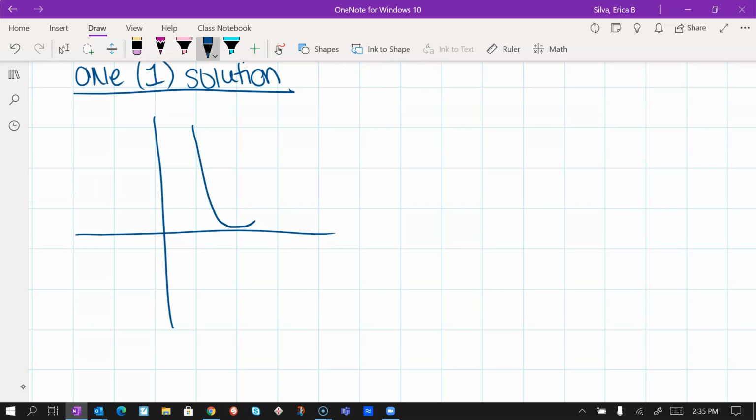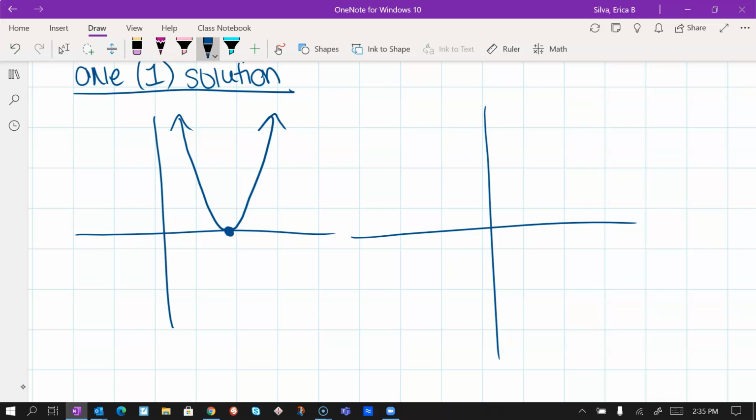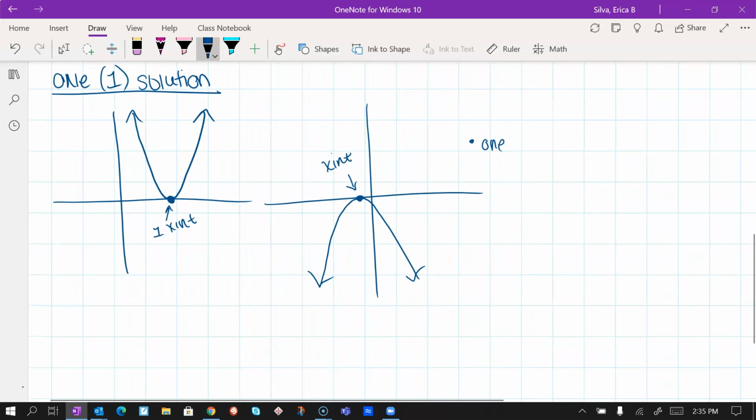Okay, the second type is when we have one solution. This is an example of one solution. And this is an example of one solution because it has one x-intercept. So we have one intersection on the x-axis.